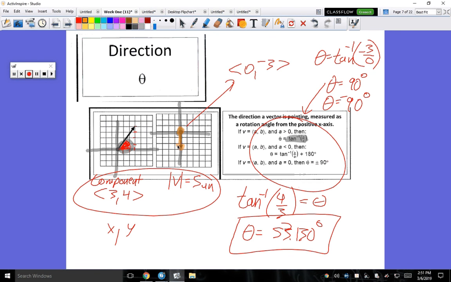Negative 90. So the direction, here we go, is negative 90, or, someone said it, you could do plus 360, which would get you what? 270.